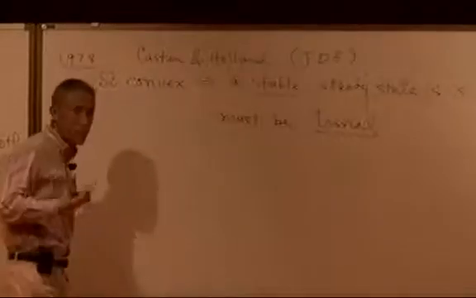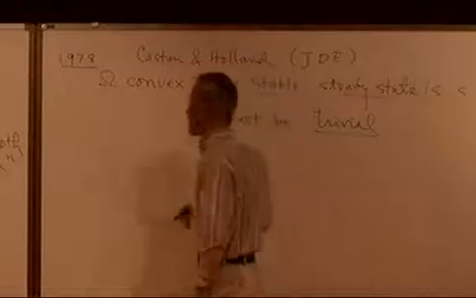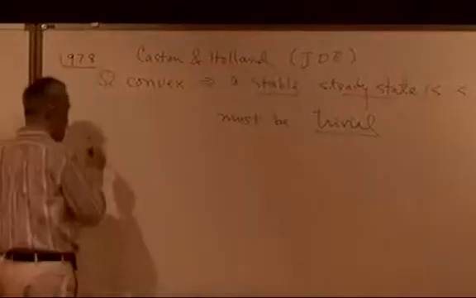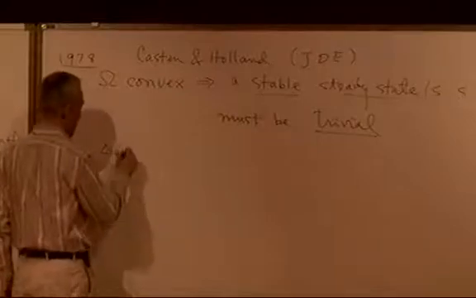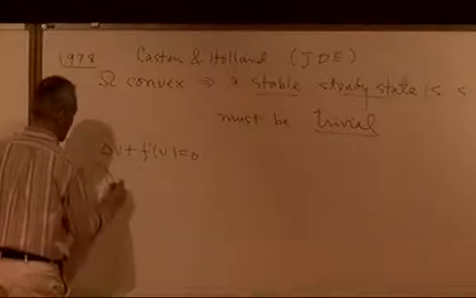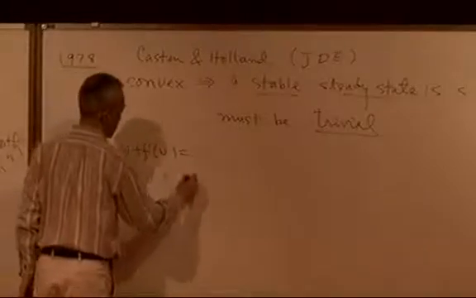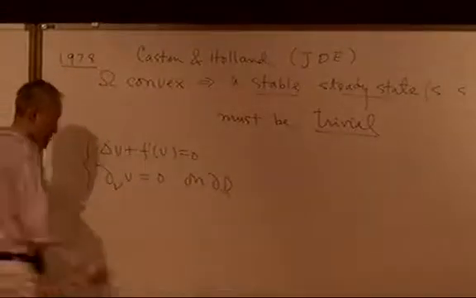So I need to explain a few things. First, what is this? I think everybody knows what a steady state is. If V is a steady state, that means I have the Laplacian of V plus f of V equals 0, and V satisfies the boundary condition. That's a steady state. Okay?